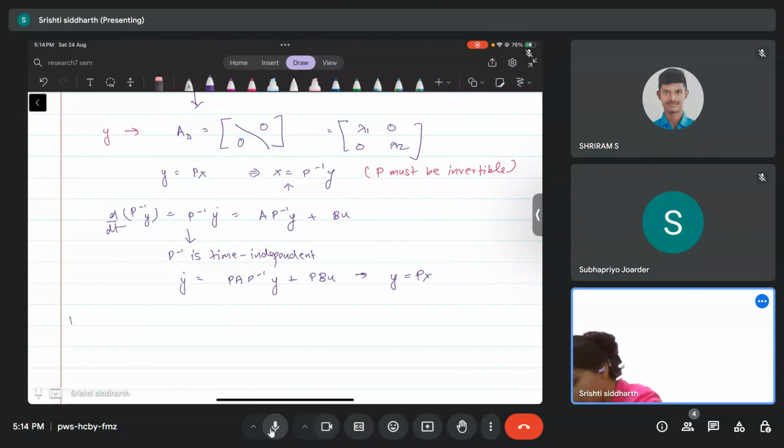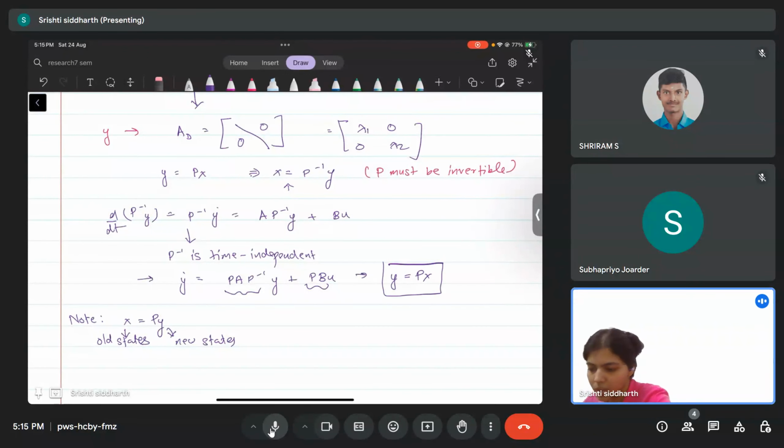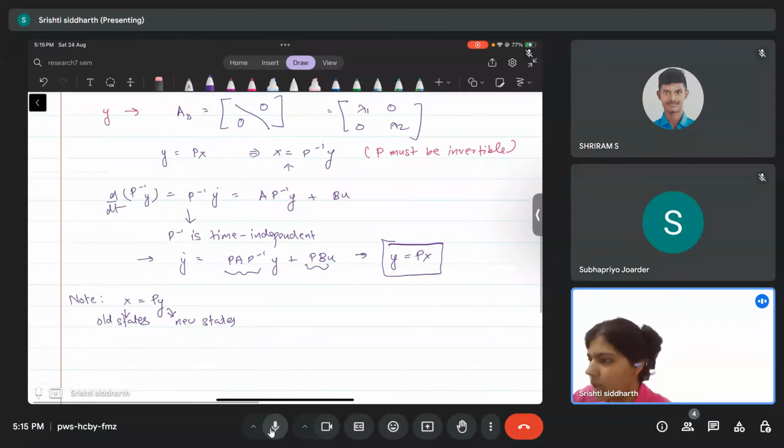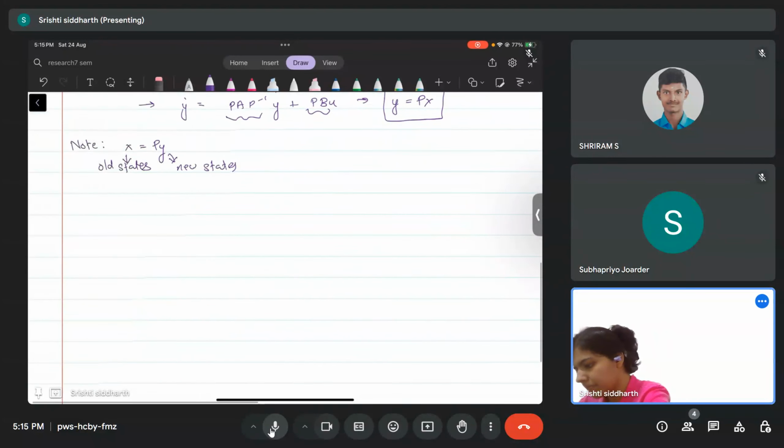However, just note that if the transformation that we are defining is something different, with this being the old state and this being the new state, then these matrices would be different. So whenever you are given a new modified equation, just make sure what the transformation is. Alright, so this is here. Let's look at the question.